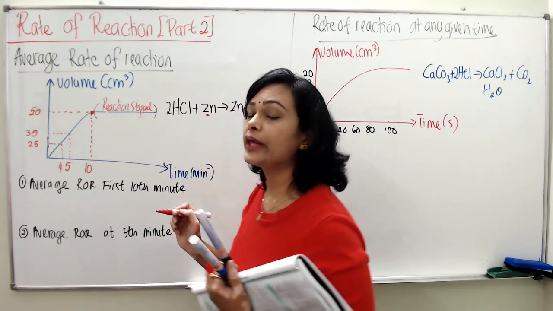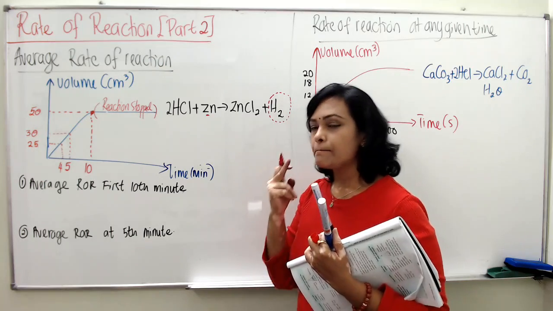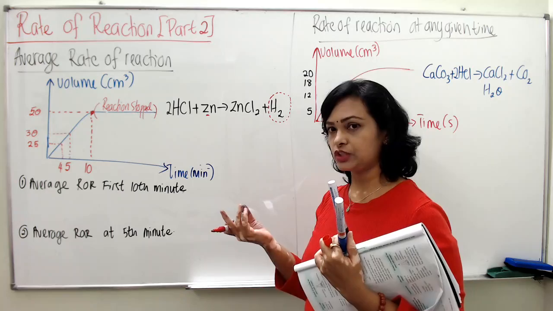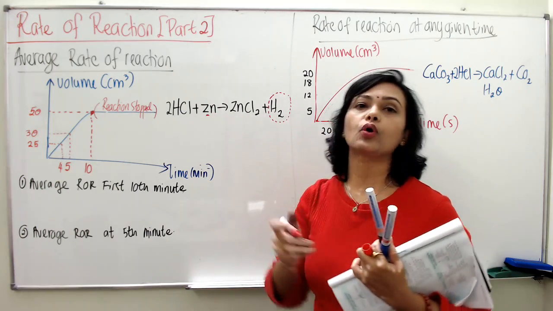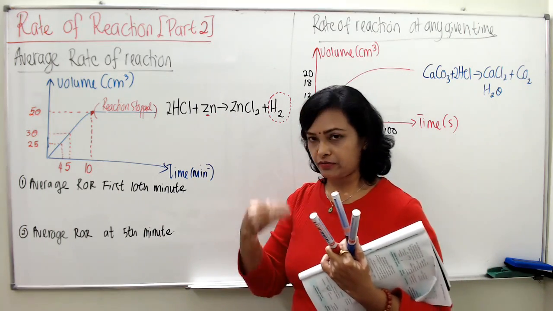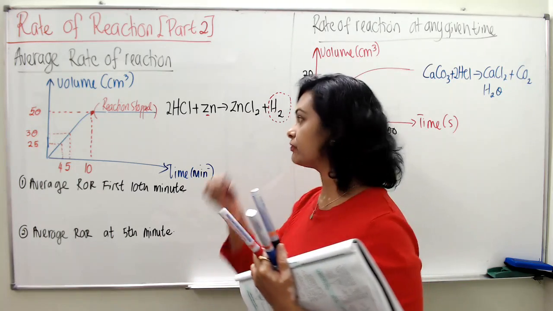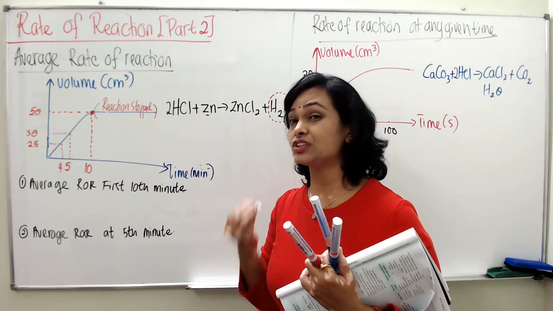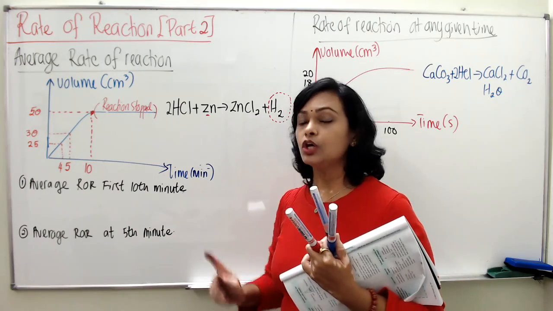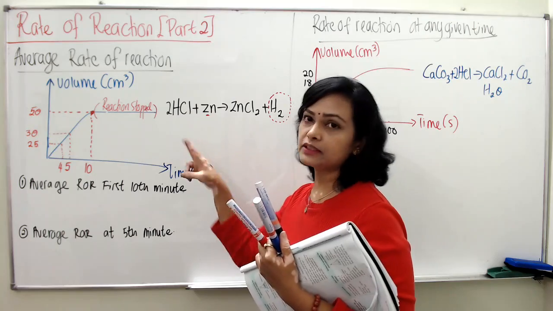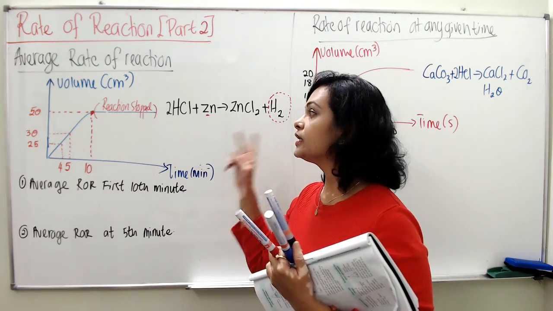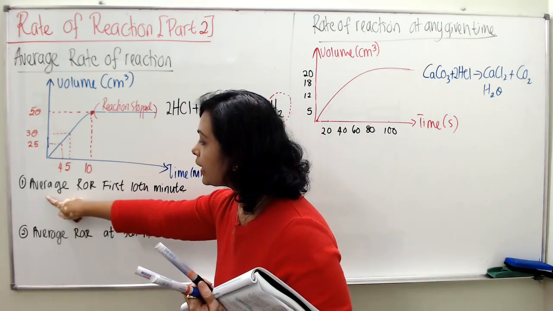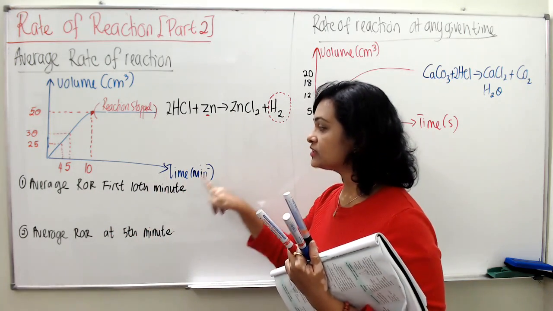That means there's no reaction happening. Why? Maybe because the zinc has finished, or the hydrochloric acid is not enough. The amount of particles of hydrochloric acid is not enough to react with zinc. So that is the reason why, when one of the reactants is not enough or finished, the reaction has to stop. Now let's go to how to calculate the average rate of reaction for the first 10th minute.